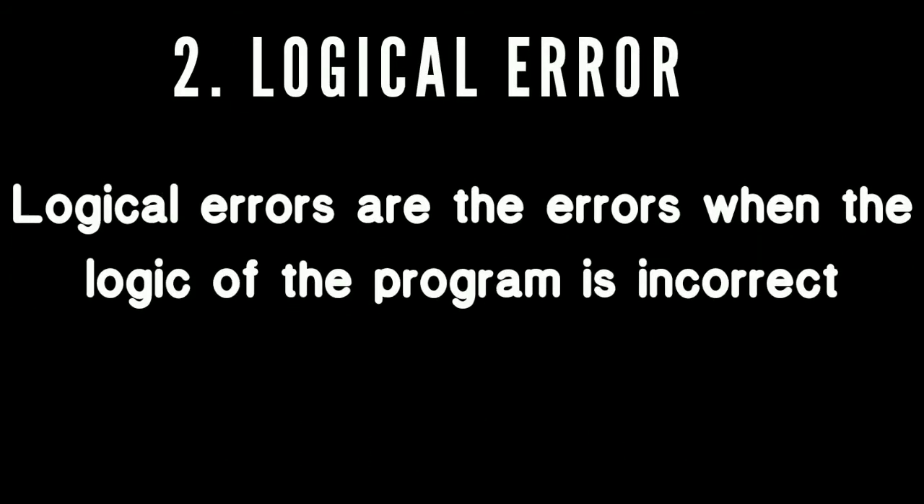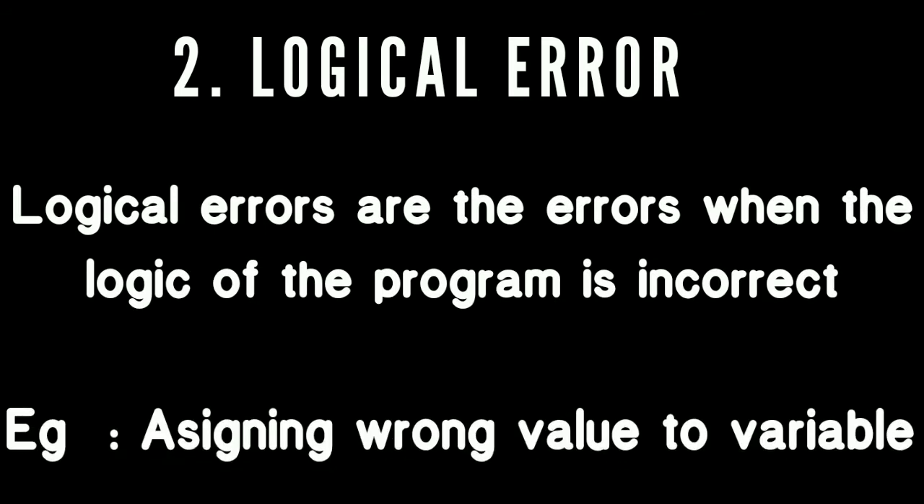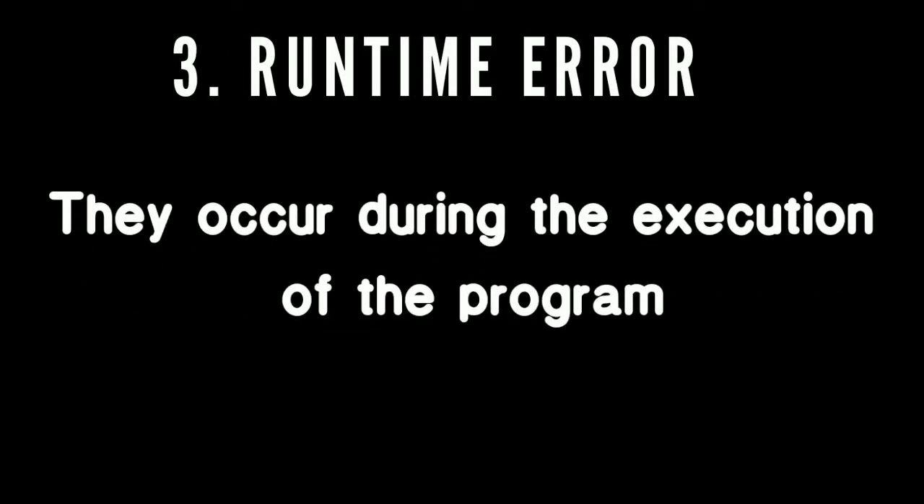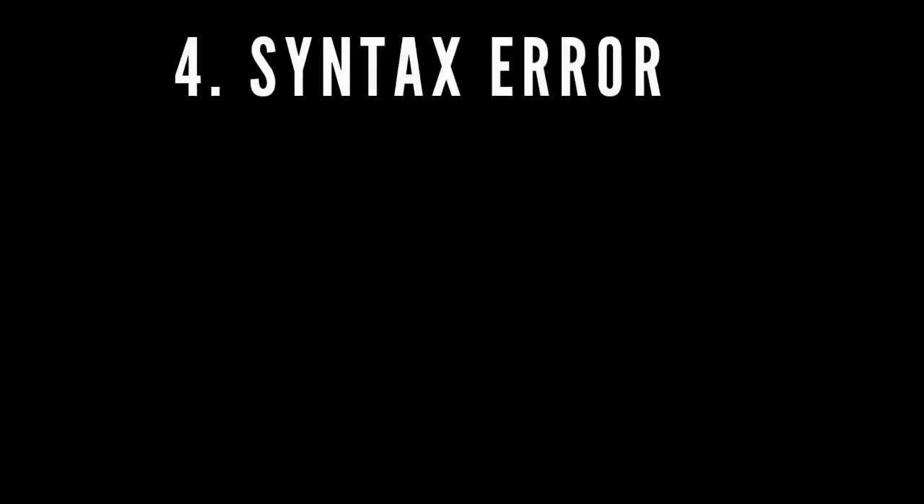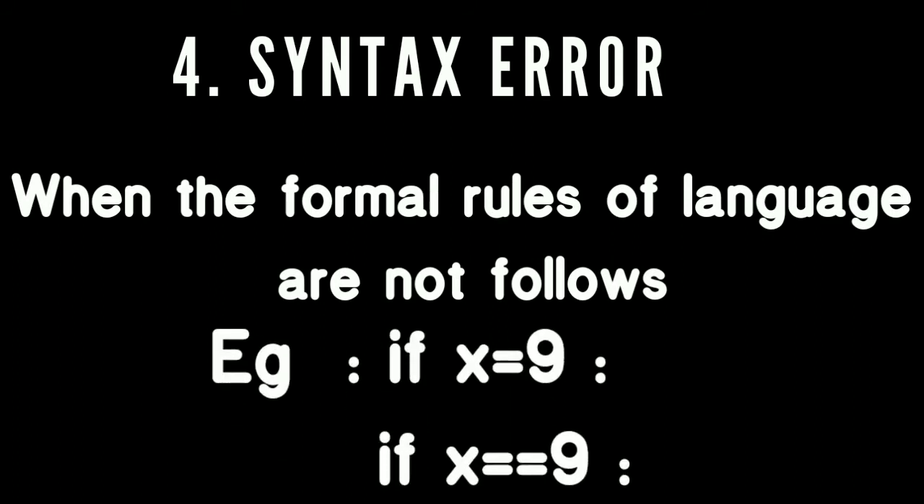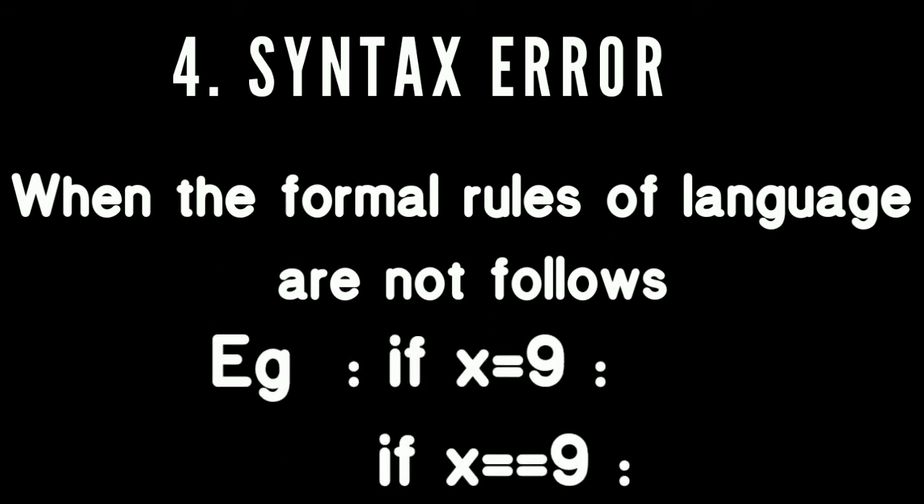Second is logical error. It occurs when the logic of the program is incorrect. Example, assigning wrong value to variable. Third is runtime error. It occurs during the execution of the program. Example, division by 0. Fourth is syntax error. It occurs when the formal rules of the language are not followed. Example, x equal to 9, written as x is equal to 9.